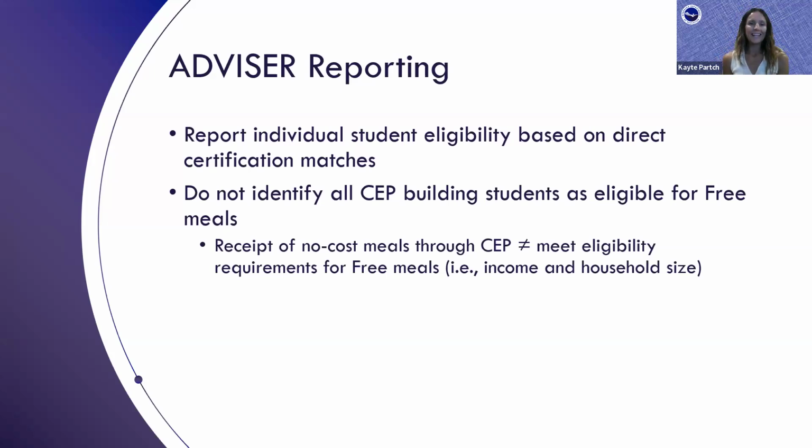And I said this once, I'll say it again. Do not, in your advisor data, report all students enrolled in CEP buildings as eligible for free meals. That eligibility reported in advisor should be done on an individual by student basis. In CEP, eligibility and participation is more on a building level, so it does not provide the right kind of information to make those individual student eligibility determinations, something that you should use as a blanket eligibility for free meals. You need to use that individual student eligibility information. Okay.